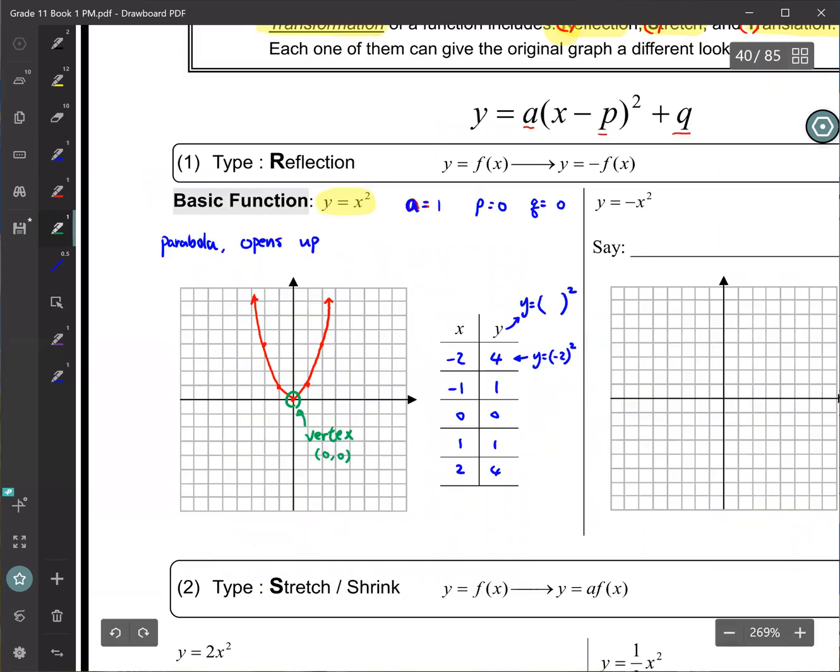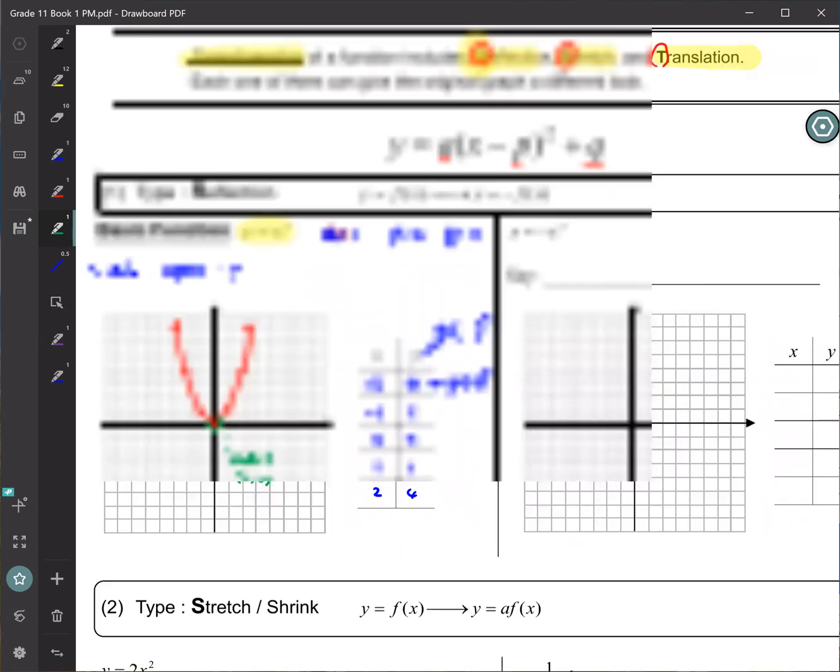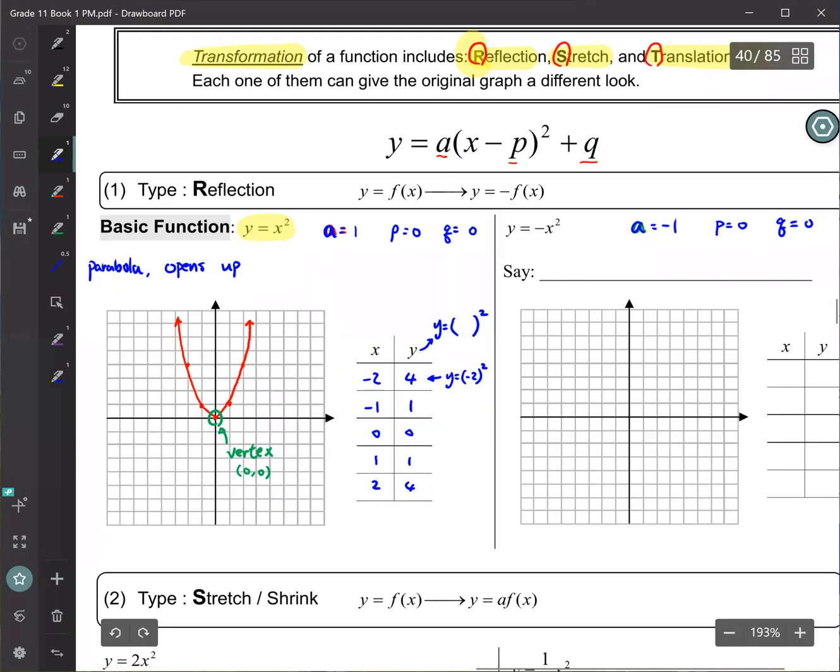So let's look at the next question on the right side. On the right side, we're going to do some change to the A now, okay? So the value for A, instead of 1, we have -1, okay? And then it looks like the P and Q are still both 0, right? There's no add and subtract involved. So let me write out the x value again.